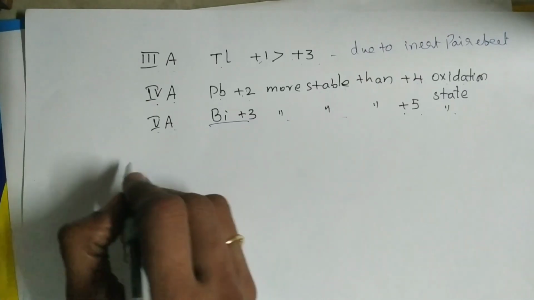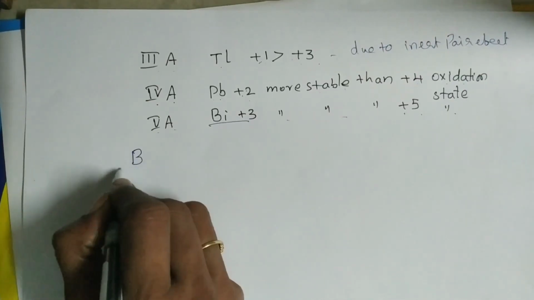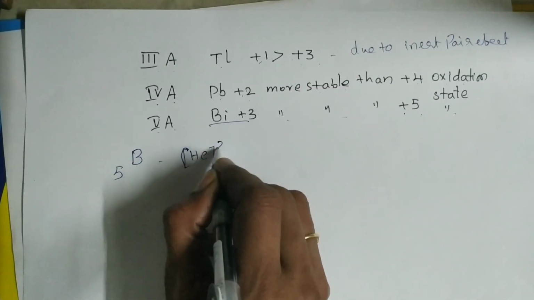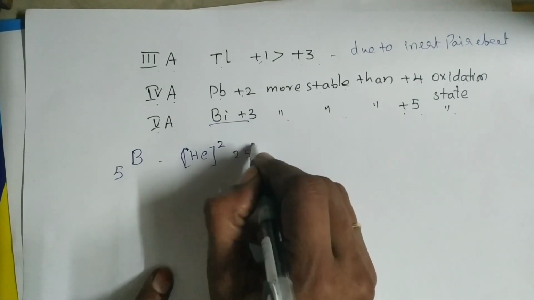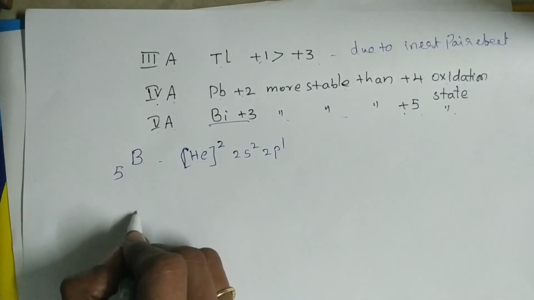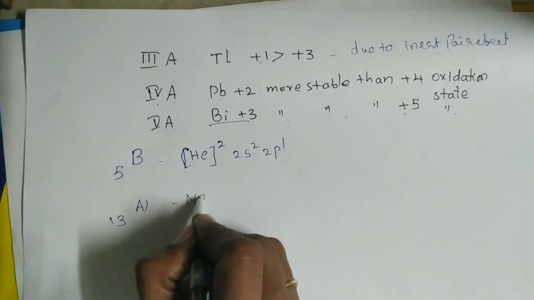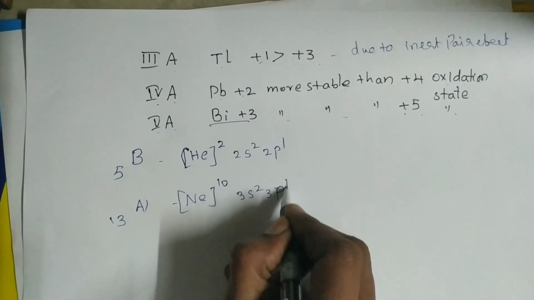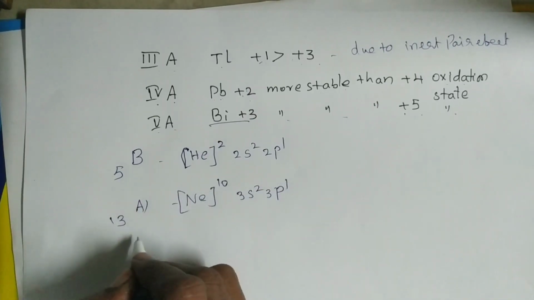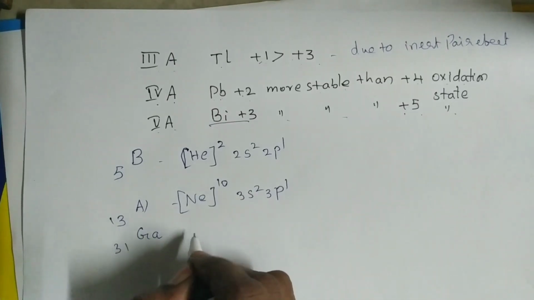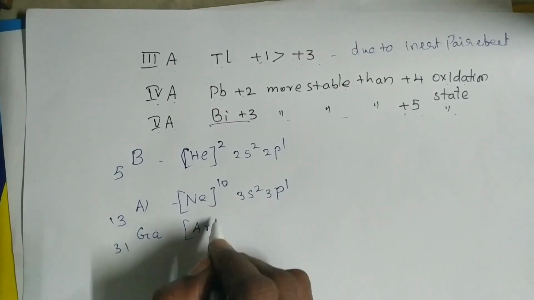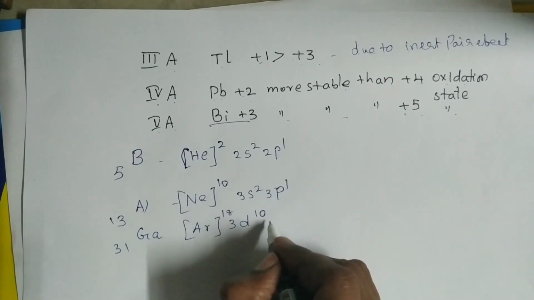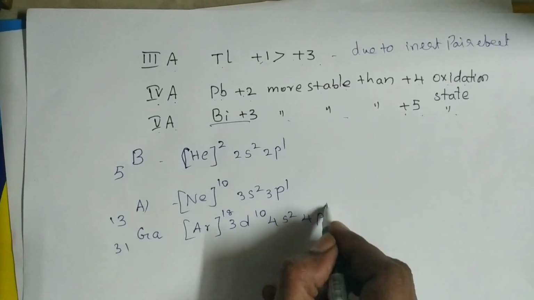Just you see here. Boron, atomic number 5. So I am writing with the helium shortcut form. Helium, 2 atomic number, so 2s2 2p1. When you are taking aluminum, 13, neon inert gas, 10, and then 3s2 3p1. So 10 plus 3, 13. Next, when you are considering gallium, you take 31. 31 in the sense, argon we can take. And here 3d electrons will come. So 3d10, argon 18 plus 10, 28. And again the next shell, 4s2 4p1.